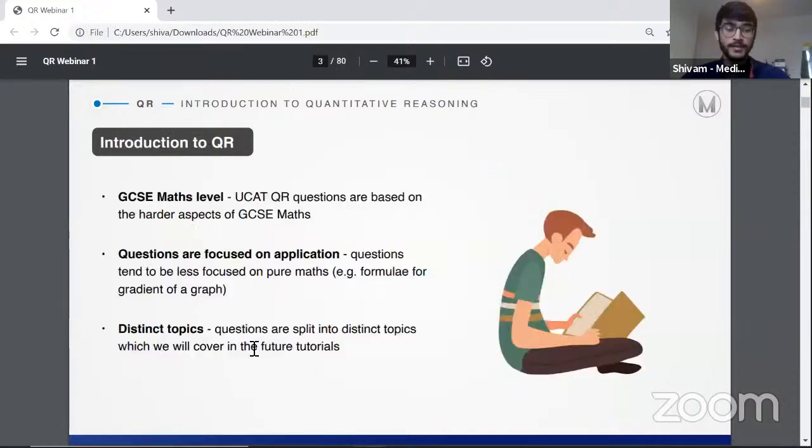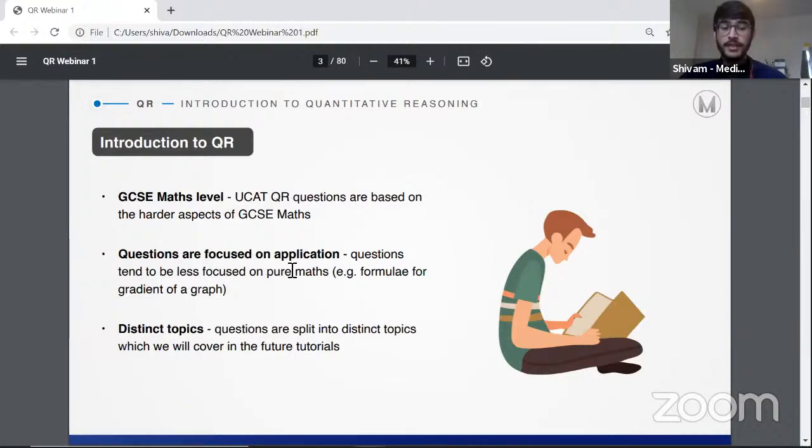So just a bit of an introduction to quantitative reasoning itself. I really want to emphasize this. This is GCSE maths level. There's no A-level maths required for the quantitative reasoning section. It is very basic GCSE maths that's required. They're going through concepts in maths in terms of mental maths, things like probability, graphs and understanding a bit about graphs, and also sometimes some basic algebraic questions as well. But again, nothing harder than GCSE level.